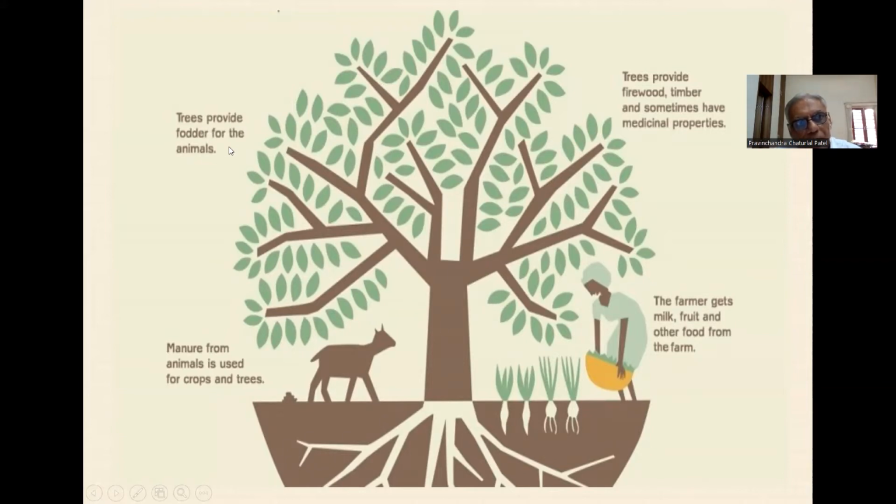So multipurpose trees provide fodder for the animal. Then trees provide firewood, timber, and sometimes have medicinal properties. The farmer gets milk, fruit, and other food from the farm. Then the manure from animals is used for crops and trees. So there will be soil sustainability, and here we have a combination of trees, agriculture crops, and animals. So it is an integrated farming system. So always we are getting more benefit from the integrated farming system.